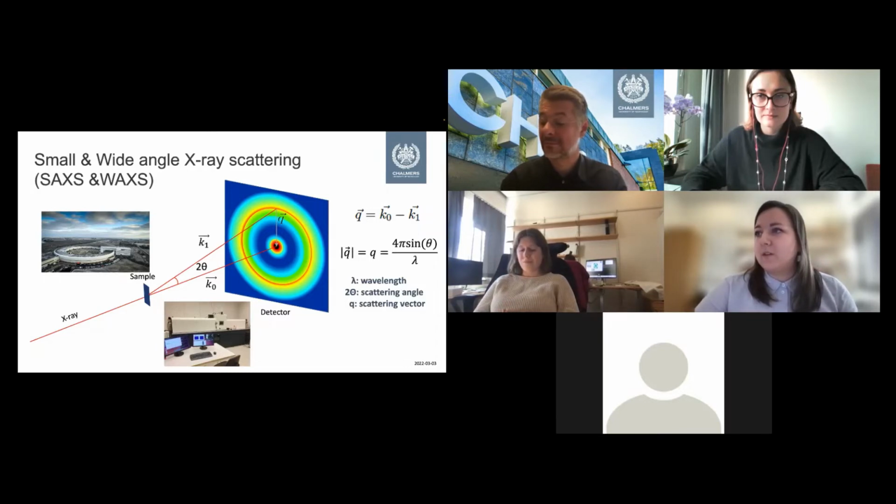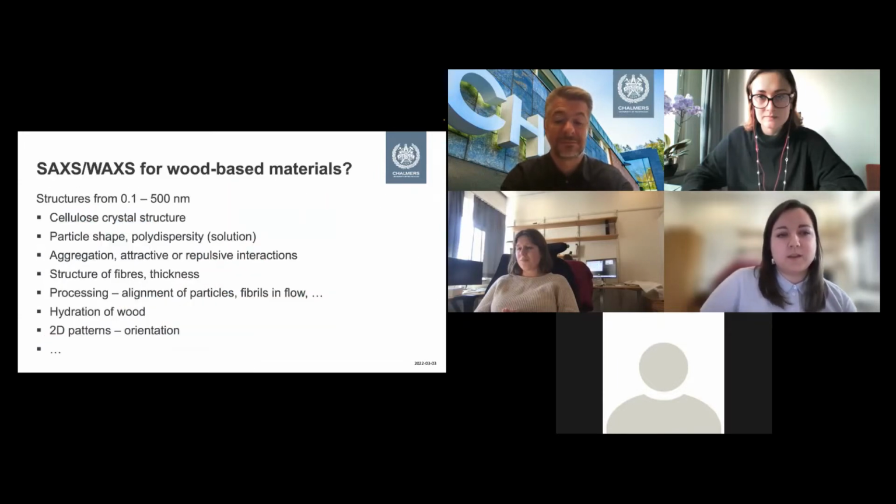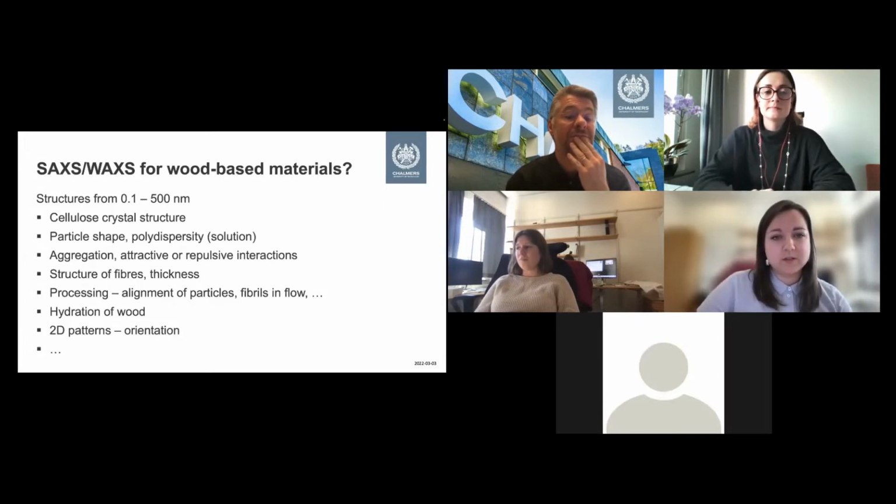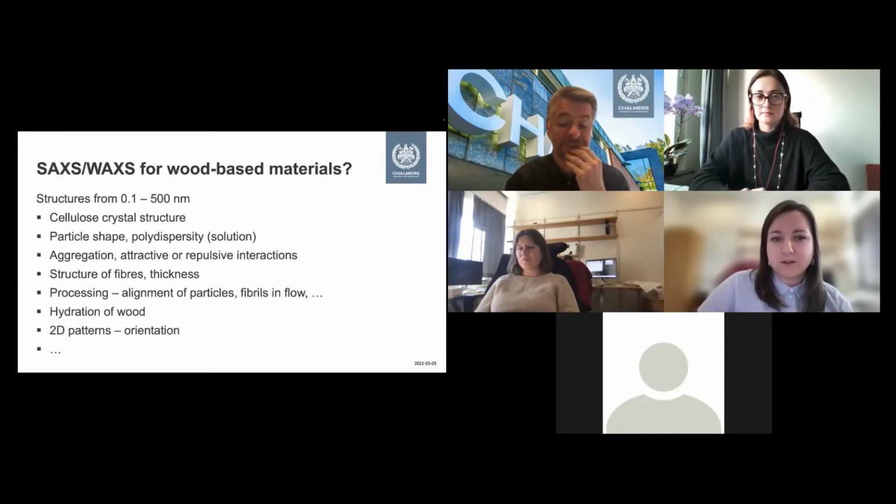And then depending on the measurement, depending on the q range, we call it either small or wide angle scattering. So with SAXS and WAXS, you can measure structures from 0.1 up to 500 nanometers. Here with our in-house SAXS instrument, we can measure up to 200 nanometer structures, but of course there is always a possibility to go to synchrotron facilities, and there you can measure larger structures.